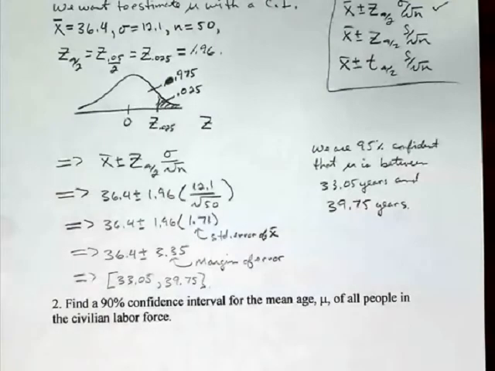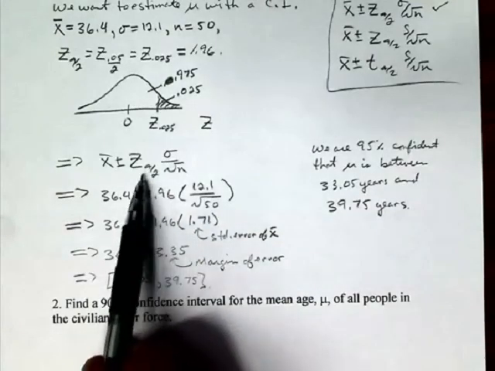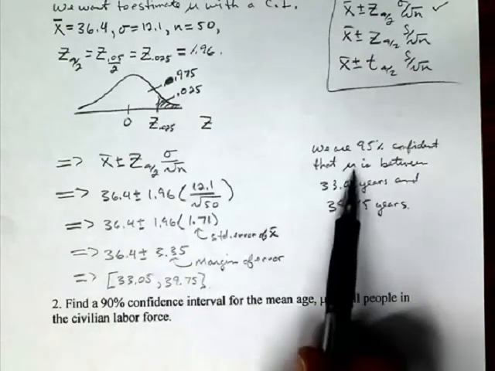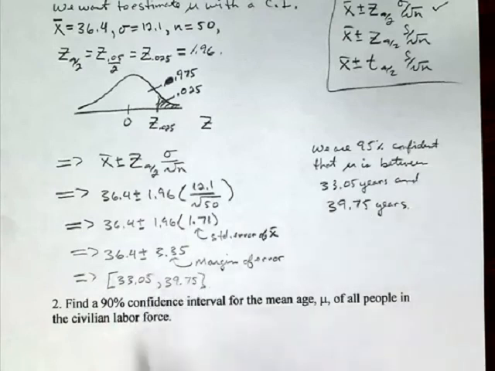Now, we could be wrong. 5% of the time, this formula is wrong. But 95% of the time, it's right, meaning the true parameter we're trying to estimate, mu here, is going to be in that interval. Okay.